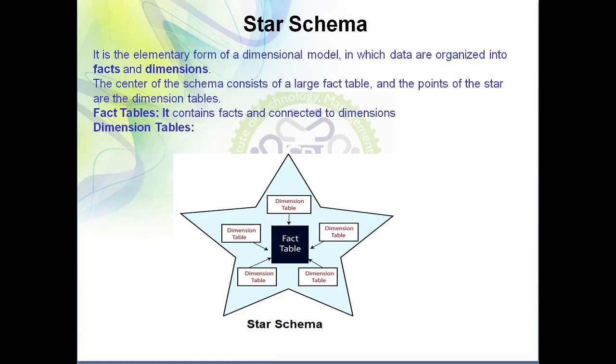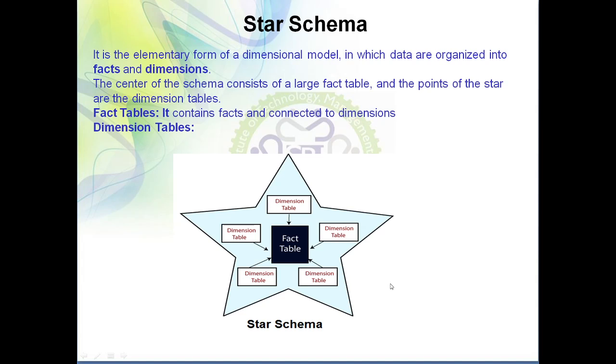First of all, we try to understand the star schema. Star schema, as its name suggests, represents your data in the form of a star. Here is a simple diagram which represents this thing. Star schema represents your data in a star-like format, which consists of two things: one is a fact table and second one is a dimension table.